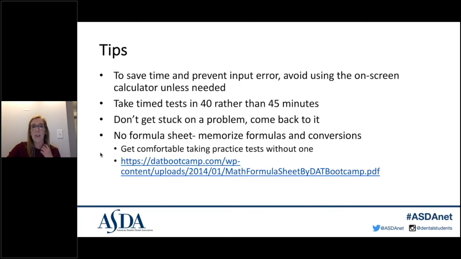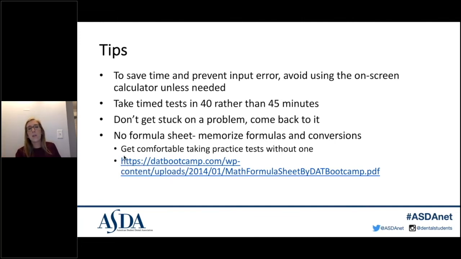Some tips I have are to save time and prevent input error. Avoid using the on-screen calculator unless you absolutely need to. So if we're doing a square root, if you can't estimate it, go ahead and plug it in. But other than that, you'll want to make sure you can do the math in your head or written out on your whiteboard really quickly.